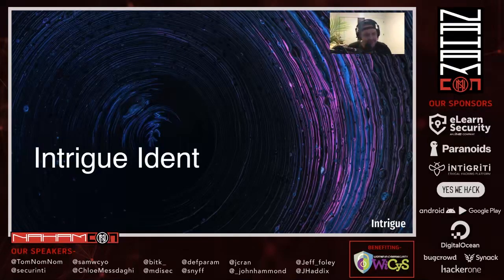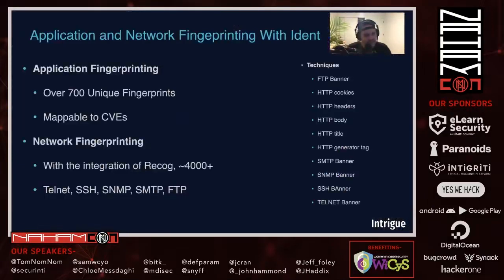I like to start with Intrigue Ident, which is our fingerprinting library. The reason I like to start with it is because it's a component of the overall ecosystem, but it's a good way to really understand the capabilities and the power. So what is it? Ident is an application and network fingerprinting library. It has over 700 unique fingerprints for software in it. Those fingerprints are specifically built to be mappable to CVEs. And with the integration of Recog recently, that significantly bumped the number of checks up to almost 5,000 now.